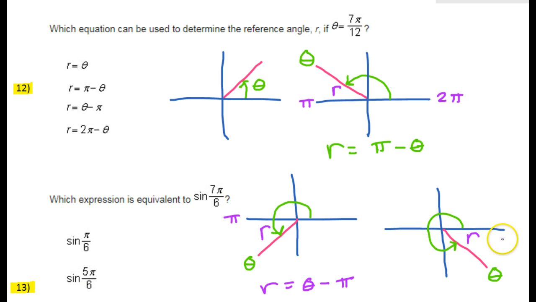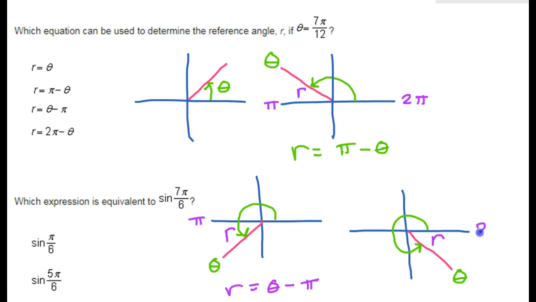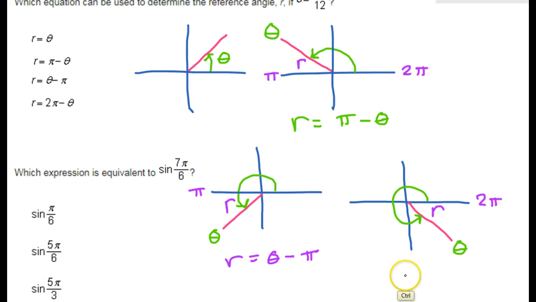Now remember that this is 2 pi, because if I went all the way around. So that means in the fourth quadrant, the reference angle is going to be 2 pi minus theta. It always has to be the bigger one minus the smaller one. And it's between these two, so 2 pi minus theta. So any angle in this quadrant, this is the formula for the reference angle.